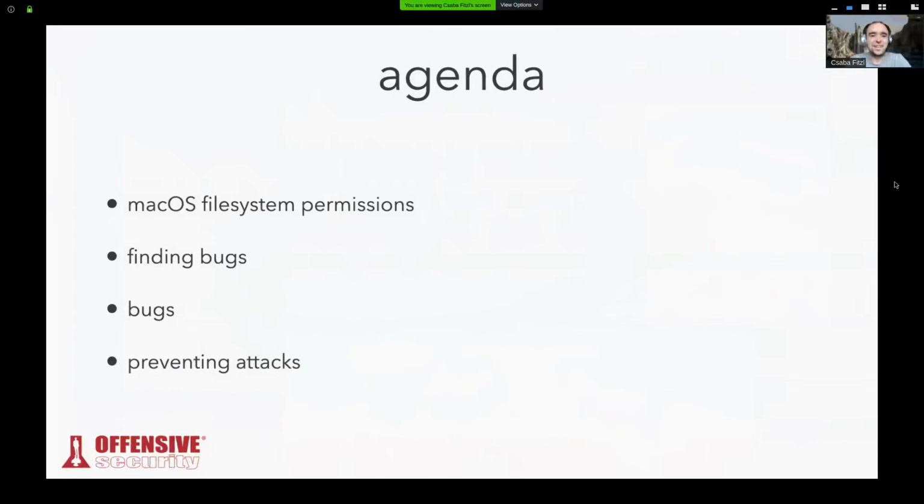The agenda for the talk is, first, I will talk about the macOS file system permission model and all the nuances around that. Then I will talk about how to find these bugs. Then I will cover plenty of bugs related to these, and at the end I will also briefly mention how to prevent these kind of attacks.